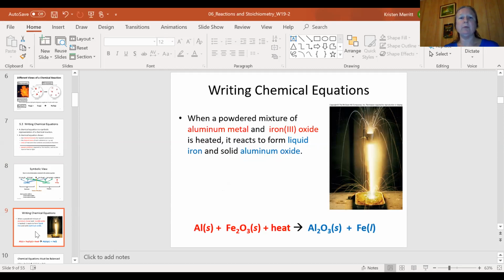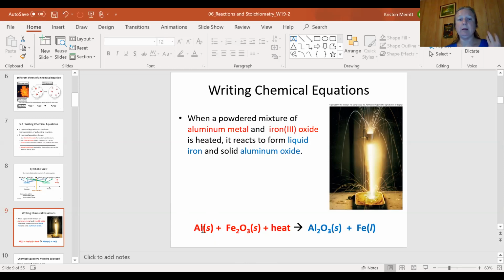So you have a powdered mixture of aluminum metal and iron(III) oxide, and you mix them together and heat it, you get liquid iron and solid aluminum oxide. And so those are the words, and here's the same sentence using chemical terminology.